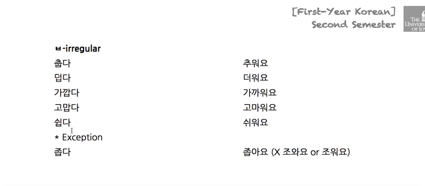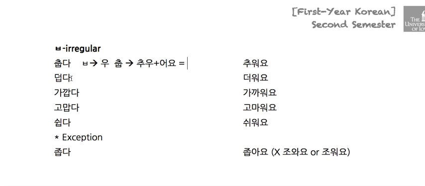그다음에 ㅂ irregular verbs and adjectives. 그래서 이제 as you can see here 춥다, 덥다, 가깝다, 고맙다, 쉽다, they all end with a b sound. 춥, 덥, 가깝, 고맙, 쉽. 그러면 we can analyze this way. ㅂ changes to 우. What's the stem? 춥. We just consider 추우 as the stem. After 추우 we need 어요. Consequently we have 추워요. 따라하세요. 추워요.